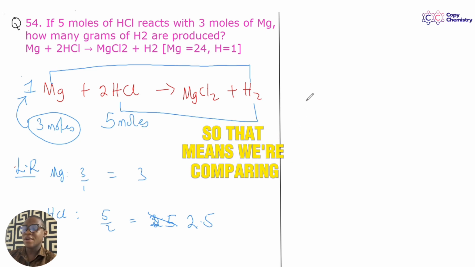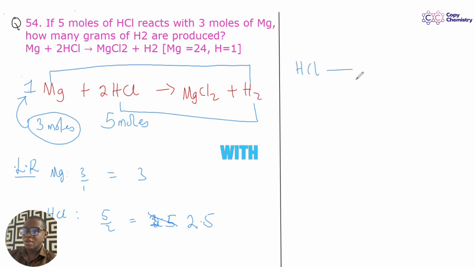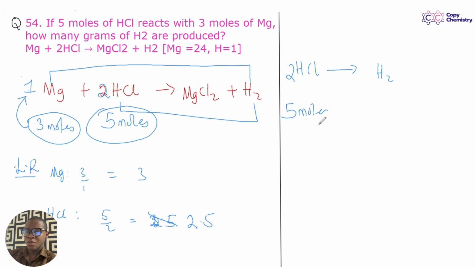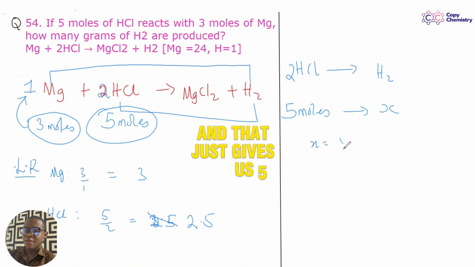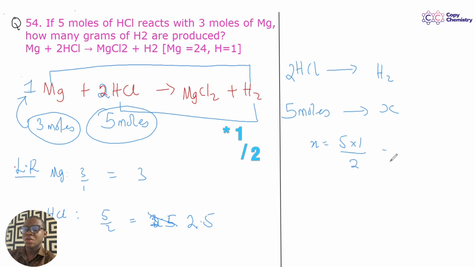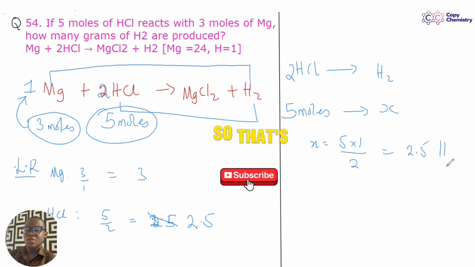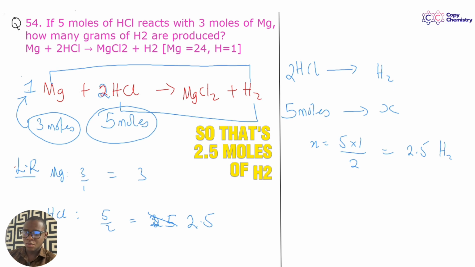So that means we're comparing HCl with H2. We can see from this equation that 2 moles of HCl produces 1 mole of H2. So that means if we have 5 moles of HCl in the game, it will produce some amount in moles of H2. That just gives us 5 times 1 divided by 2, which is 2.5. So that's 2.5 moles of H2.